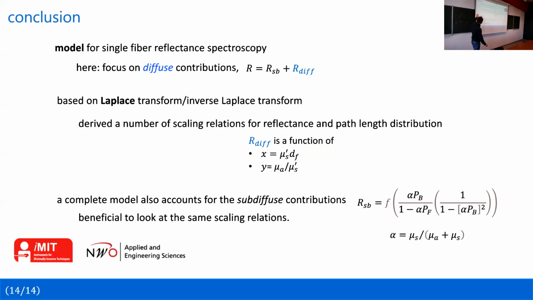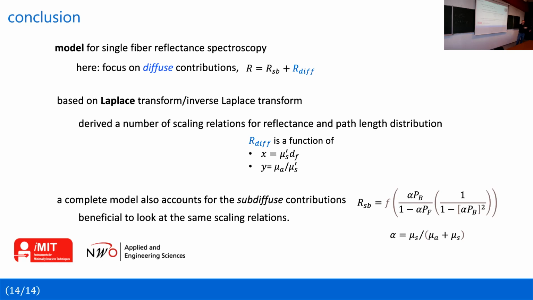Okay, so the final result is that, for this very simple setup, the modeling is quite complicated. We split the reflectance in two parts: a subdiffuse part and a diffuse part. The last part of this presentation dealt with the diffuse part, and the good thing is we found this convenient scaling relation. It only depends on the product of mu_s' and the fiber diameter, and on the ratio of mu_a and mu_s'.